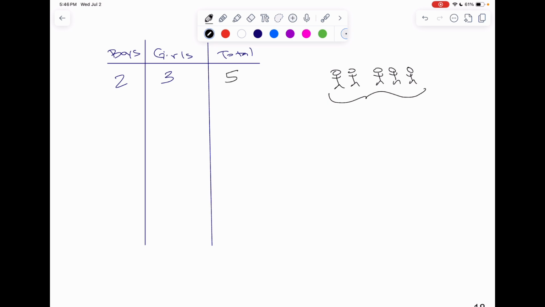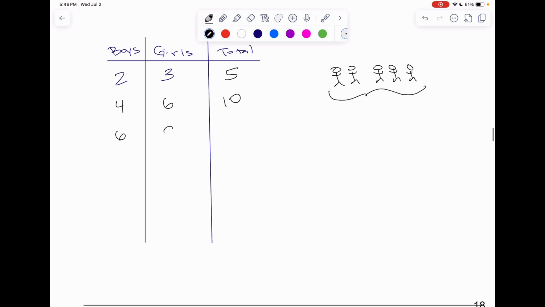Now let's imagine we add 2 more boys to the mix. So now we have 4 boys, and then we add 3 more girls. So we have 6 girls. Our total would now be 10. If we add 2 more boys to our mix, that would be 6 boys total. We add 3 more girls to go along with those 2 boys that we just added. We'll have 9 girls for a total of 6 plus 9, that's 15.